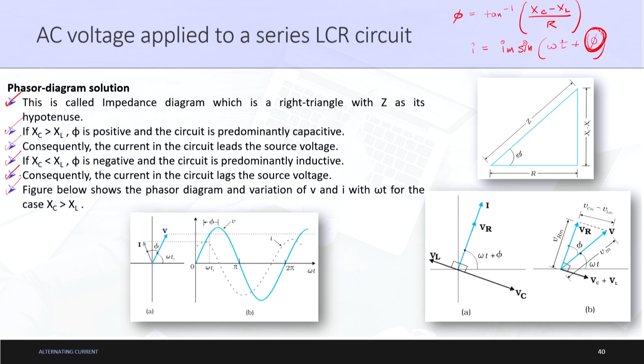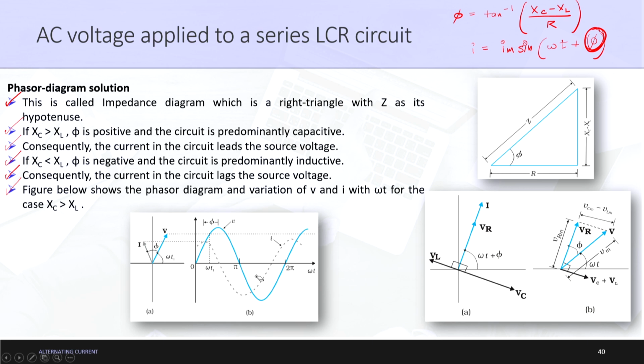Fine. So, that thing being said, next thing is the figure below shows the phasor diagram and the variation of V and I with omega t for the case xc greater than xl. Okay. So, I think this is the phasor diagram being shown here. Whenever xc is greater than xl, you can clearly see that the current is leading the source voltage, and if it is leading the source voltage, it basically means that the peak of the current will come first, then the peak of the voltage will come after the current. As you can see, the peak for current is coming first and the peak for voltage is coming after.